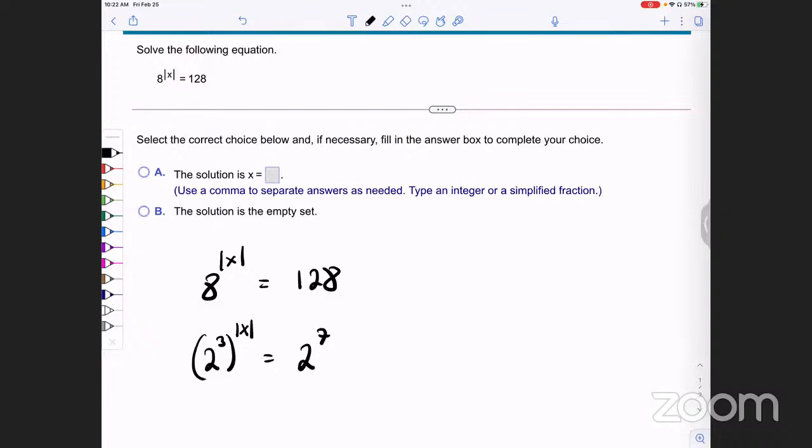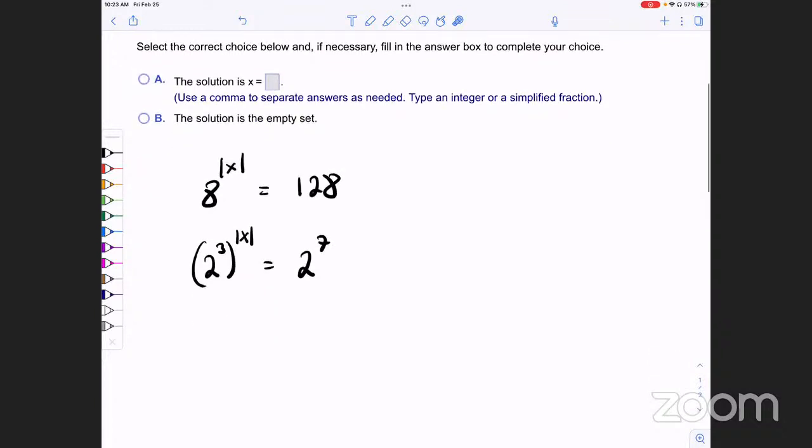So now on the left-hand side, when we have a power raised to another power, can anybody tell me what we do with those two numbers? A power to a power, we don't add, we multiply, right? We multiply those. So that's going to be 2 to the power of 3 times the absolute value of x, equals 2 to the power of 7.